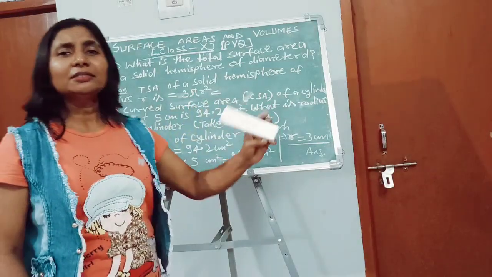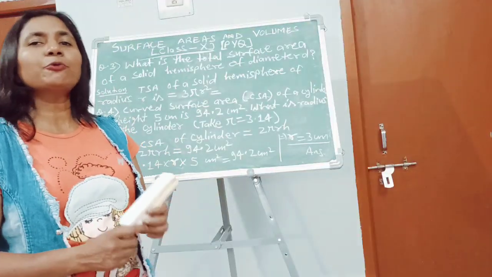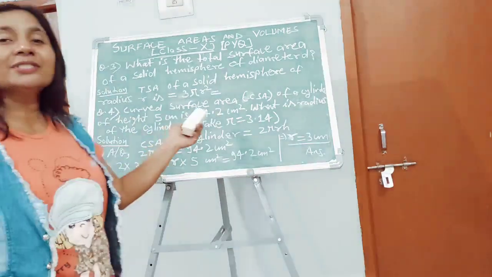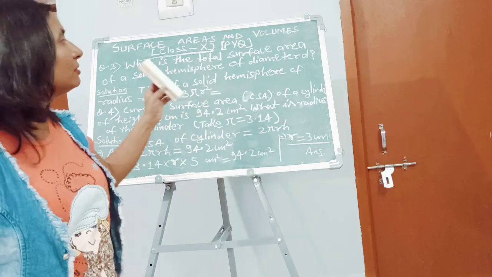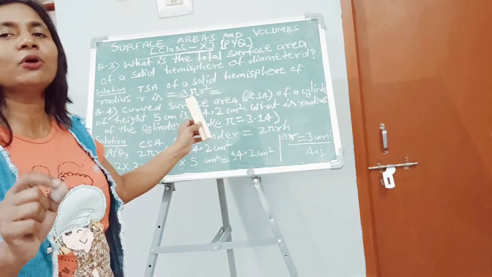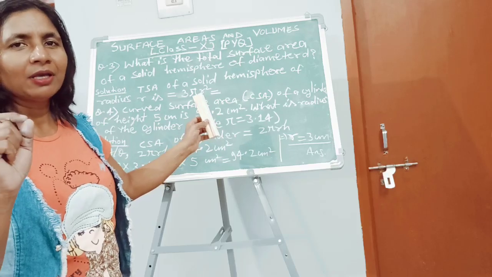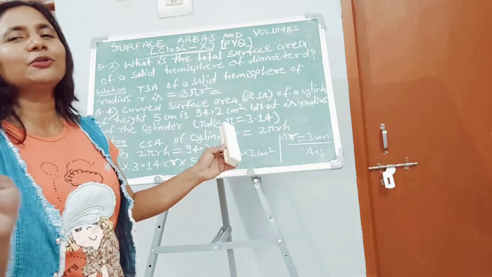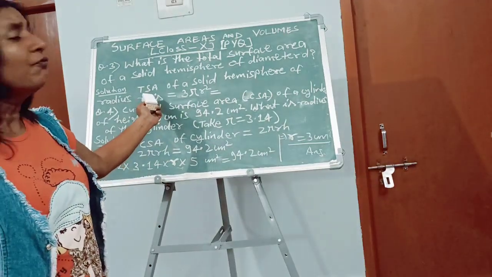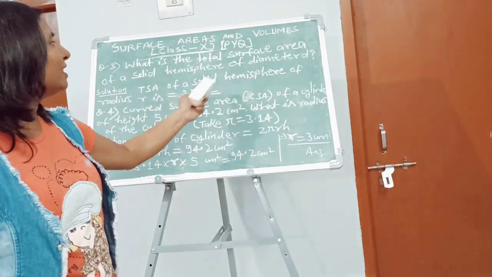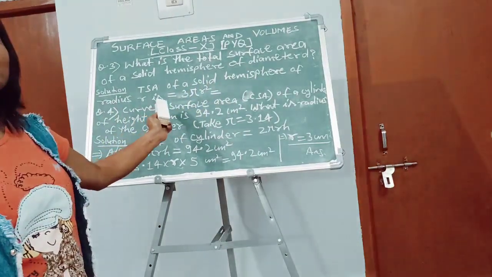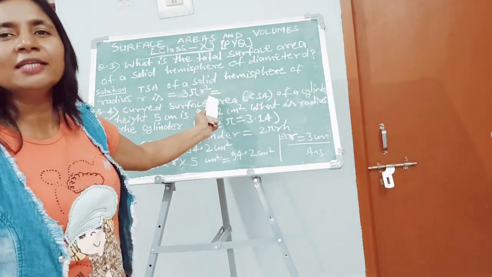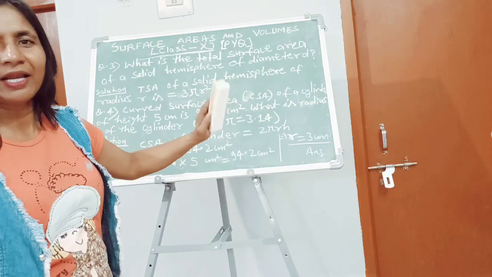So first of all, just remember the formula for the total surface area of a hemisphere. Because in the starting itself I have told you that this chapter is totally based on formulas and diagrams. If you know the formula, you can solve this, otherwise you can't do anything. So the formula for the total surface area of a solid hemisphere of radius r is 3 pi r square, where r is the radius of the hemisphere, right?